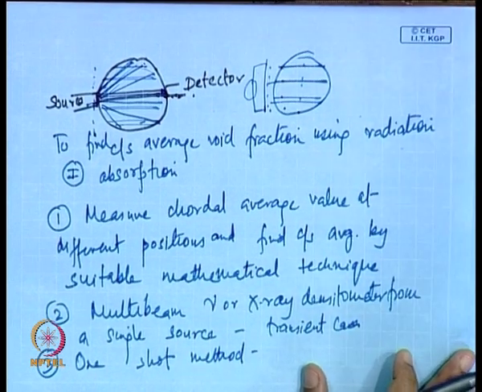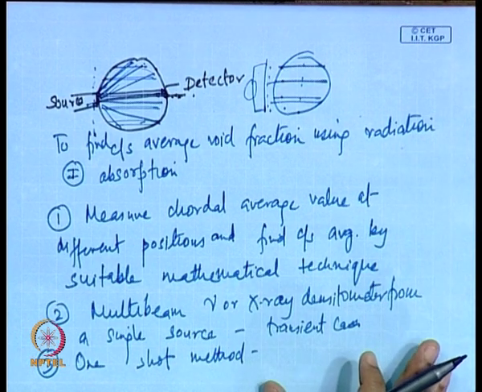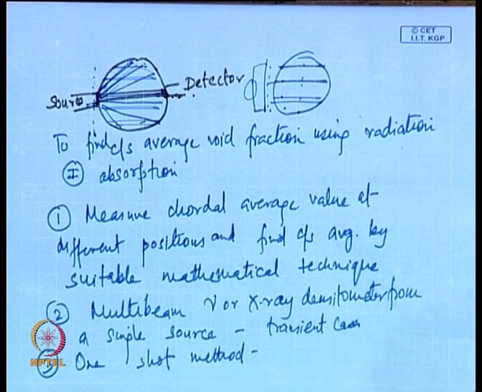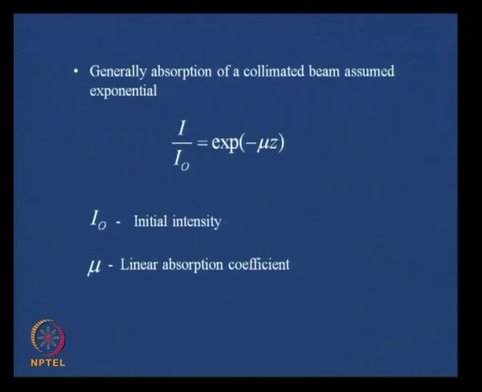In this radiation absorption, we measure the amount which is attenuated. The attenuation takes place by three mechanisms as I have written down: the photoelectric effect, pair production, and the Compton effect. Whatever the mechanism, the absorption of a collimated beam can be assumed to be exponential, where I0 is the initial intensity, I is the intensity after absorption, mu is the linear absorption coefficient, and z is the axial distance covered.